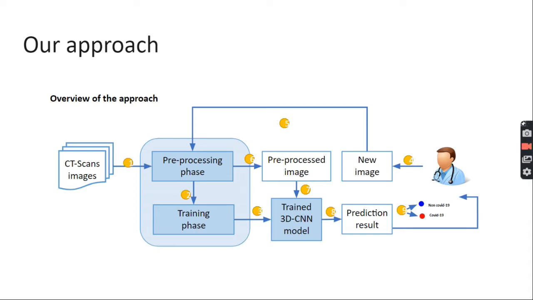This figure describes the overall architecture of our approach. The collected data will be passed in two phases. First, we got the pre-processing phase. Those pre-processed images will be passed to the training phase so we can obtain the trained 3D CNN model. When the user tries to test a new image, it also passes by the pre-processing phase. However, it will be passed directly to the trained model. So it gives us a prediction result that is the probability of the two classes, COVID-19 and non-COVID-19.